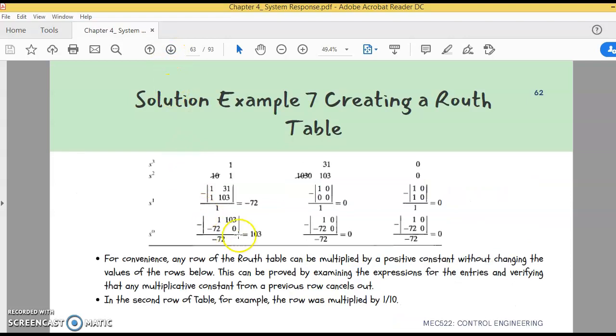Tapi sebab yang ni dia dah simplify, so then you akan dapat 103. This one, okay, yang paling lowest, okay. So, tak perlu nak calculate, okay, waste your time. Tapi kalau nak calculate pun tak ada masalah. So, minus 72 multiply 103 and then this one, okay. So, bila awak calculate pun awak akan dapat this one, okay. So, cancel, so akan tinggal 103.